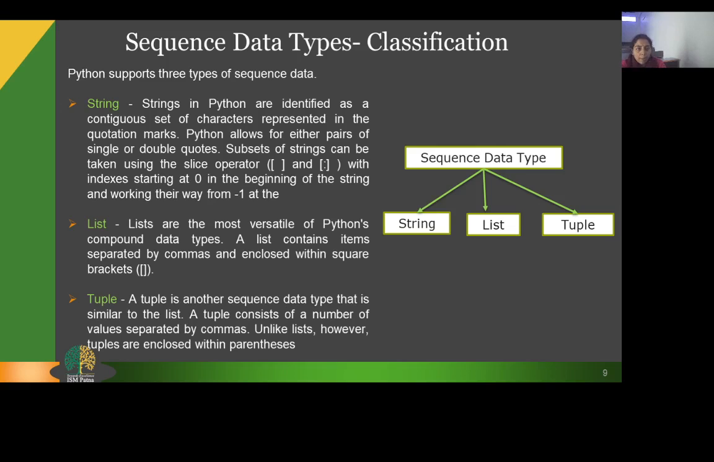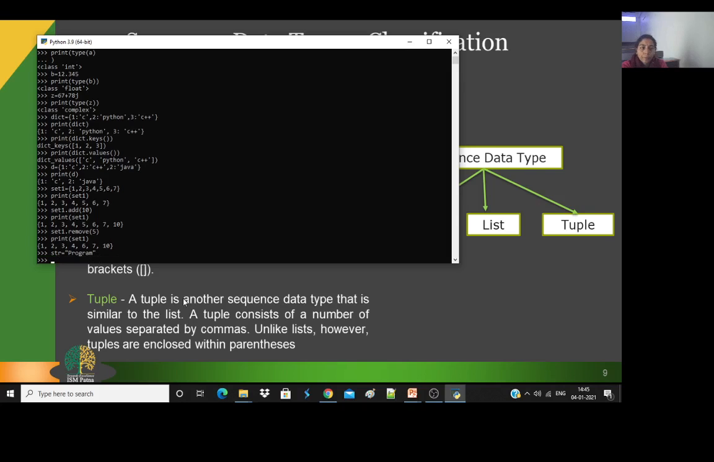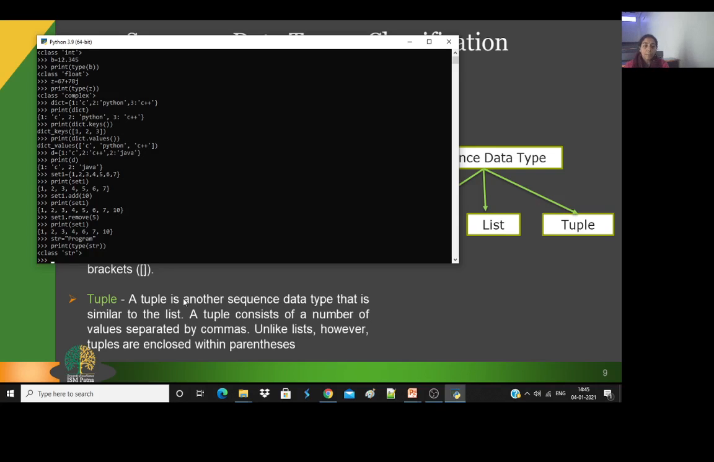Let's see an example of string, list, and tuple data types. A string data type, str equals to program. Print type str. So you can see we have defined str as a string.